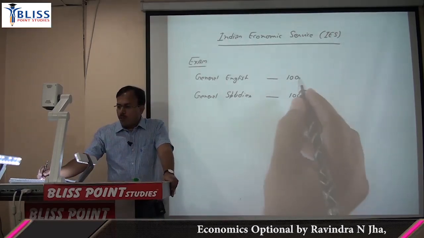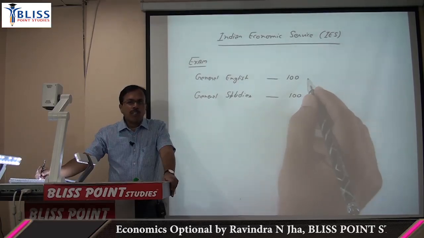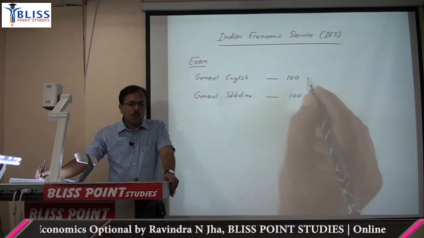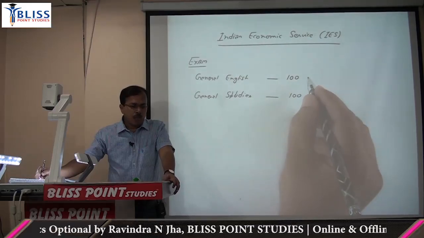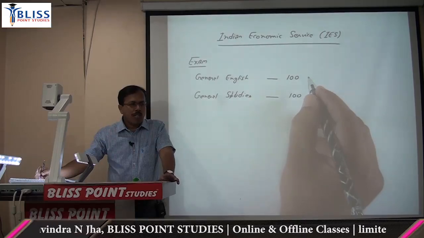General English will also, obviously, have 40 marks which you can say are objective. Objective in the sense that there are synonymous words or sentences to frame. And 60 marks: one will be your précis and the other will be an essay. But the rest 40 will be directly objective.